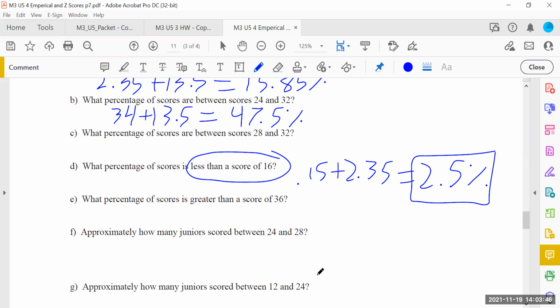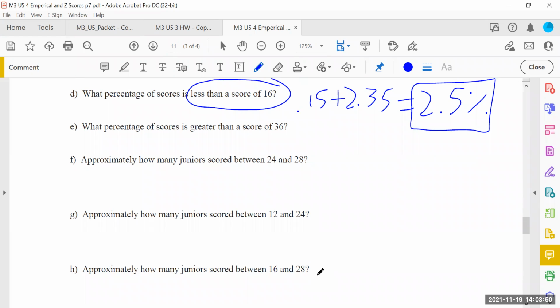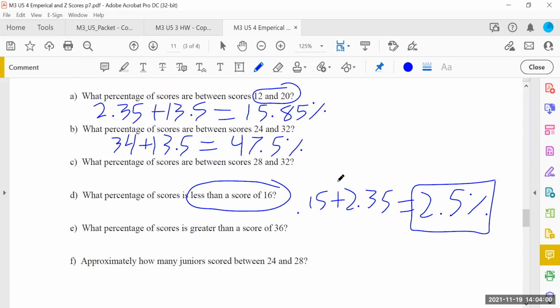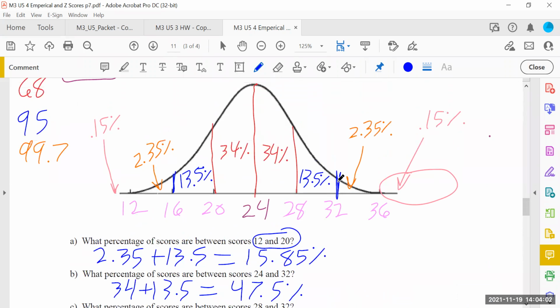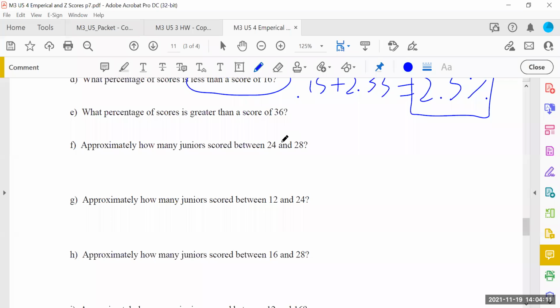So let's look at letter F. Does everybody see that letter F asks a different question? Letter F says, how many are between 24 and 28, or score between 24 and 28, instead of the percentage? So I come up here, I find 24 and 28. Here's 24, here's 28. That's 34%. Which one did I say I was going to do? F. Okay, good. So between 24 and 28 is 34%.